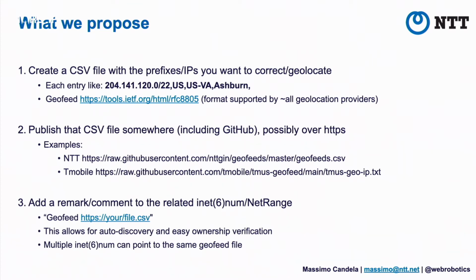And how do we do it in 3 steps? In the first step, you create a CSV file, which is essentially a text file. For each line of this CSV file, what we are suggesting is to provide a prefix, comma, country, comma, region, comma, city. So basically, prefix or IP, you can also provide directly an IP, comma, country, comma, region, comma, city.